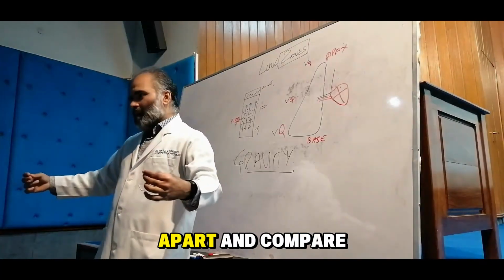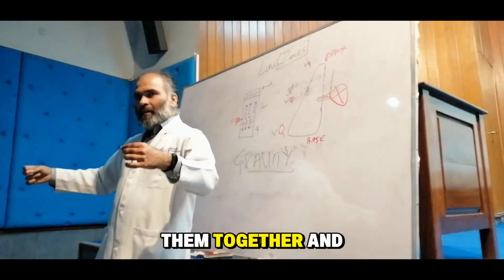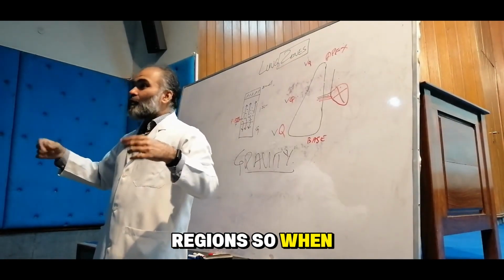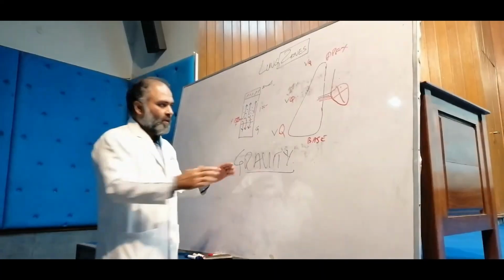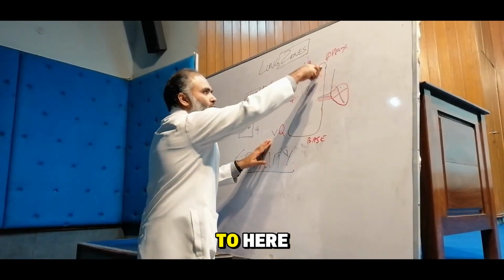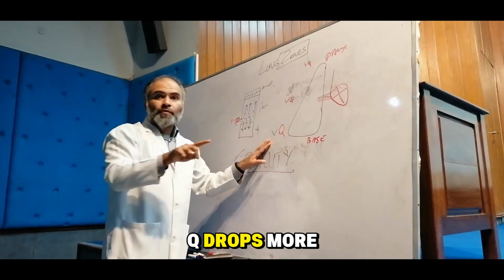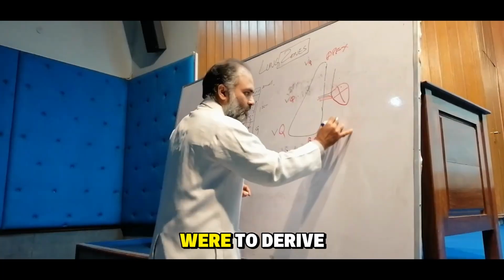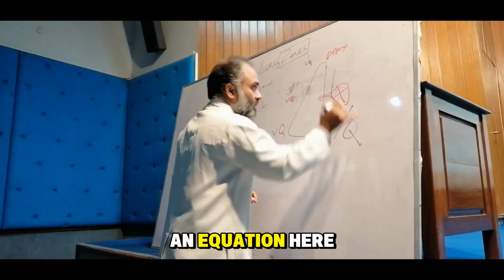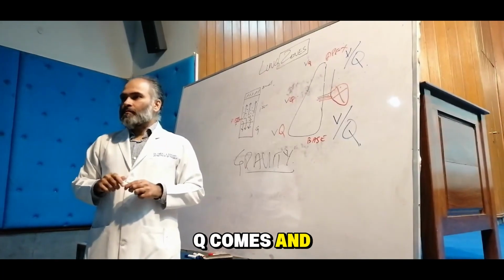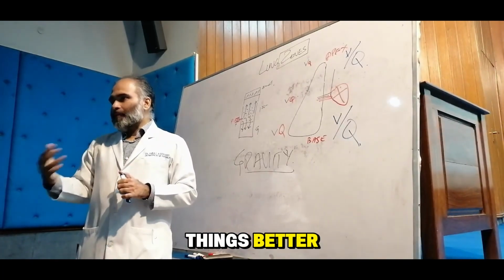Let's pull them apart and compare them together and then move to the apical regions. So when you do that, what you see is as you go along from here to here, Q drops more than V. Final point. If I were to derive an equation here and here, this is where the V over Q comes. It should clarify things better.